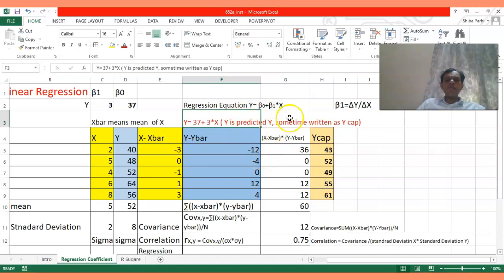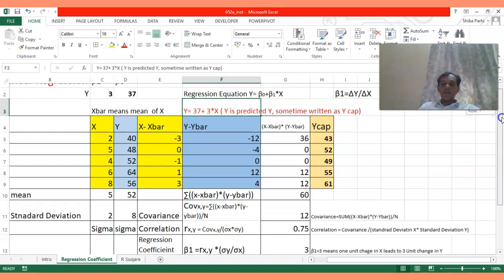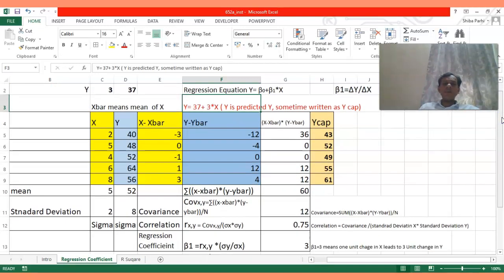And you can put in any value. Suppose you want to predict the value of y when the value of x is equal to 80. In that case, we will do 37 plus 3 into 80. 3 into 80 is equal to 240, plus 37 equal to 277. So y equals 277 when x is equal to 80. Similarly, if you take the value of x equal to 10, what should be the value of y? The equation is telling us 37 plus 3 into 10, that is equal to 67 only.